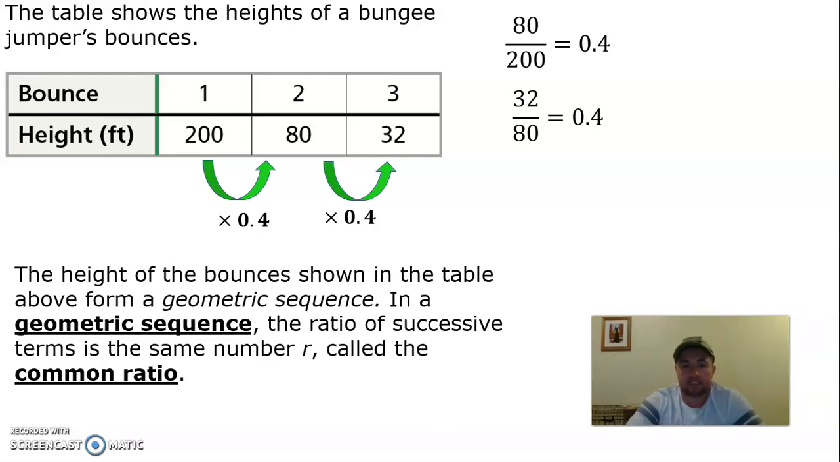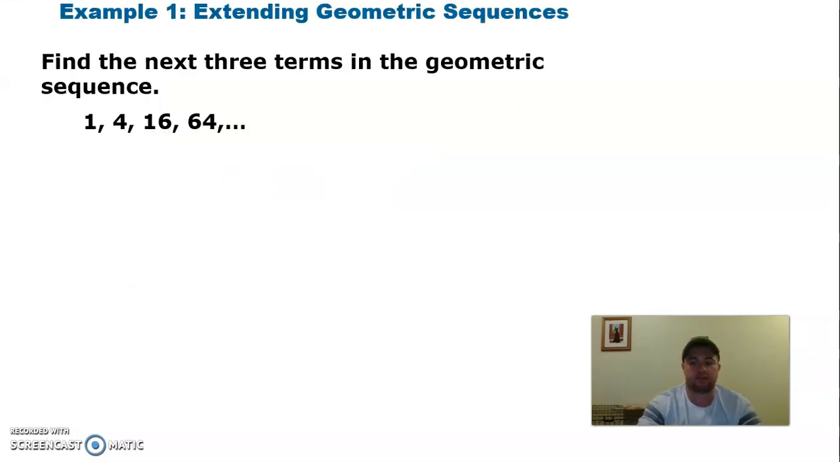The height of the bounces in this table does form a geometric sequence. In a geometric sequence, the ratio of successive terms, which just means one term after the other, is the same number, r, also known as the common ratio. And that is the difference between an arithmetic sequence and a geometric sequence. Arithmetic sequences, you're adding the same number over and over again. In geometric sequences, you're multiplying by the same number over and over again.